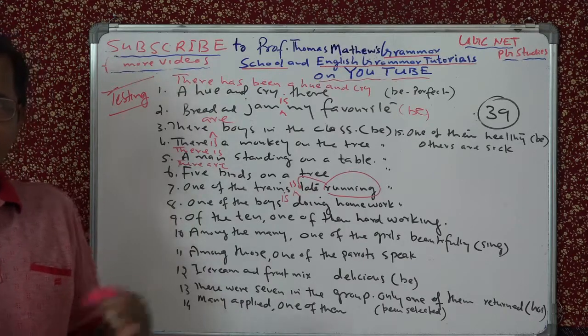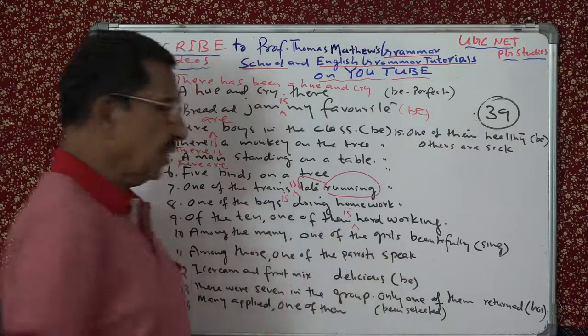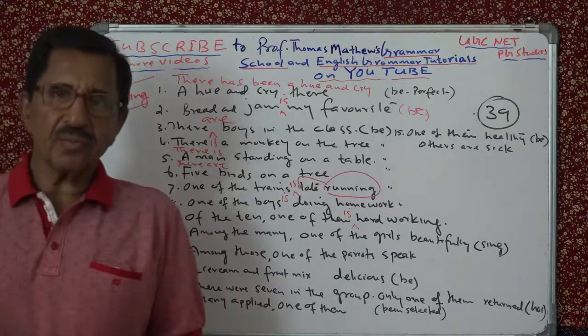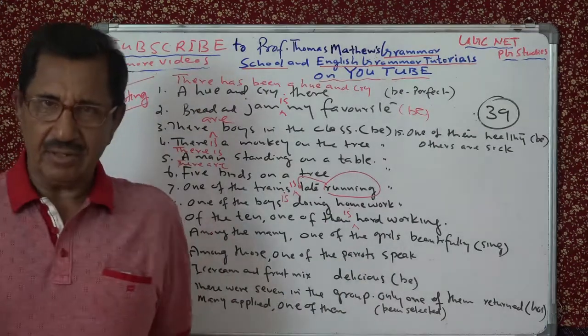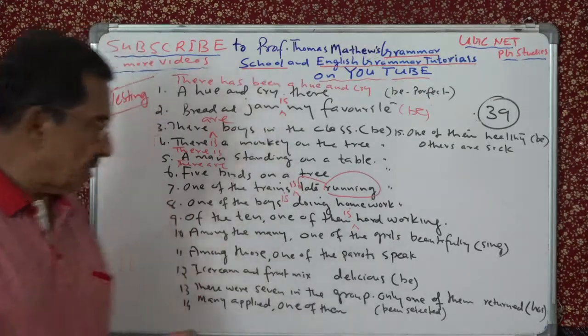Of the ten, one of them hardworking. One of them is. Because one of followed by plural noun is always singular. It's a trap. Very often you find this in the test papers and so on.